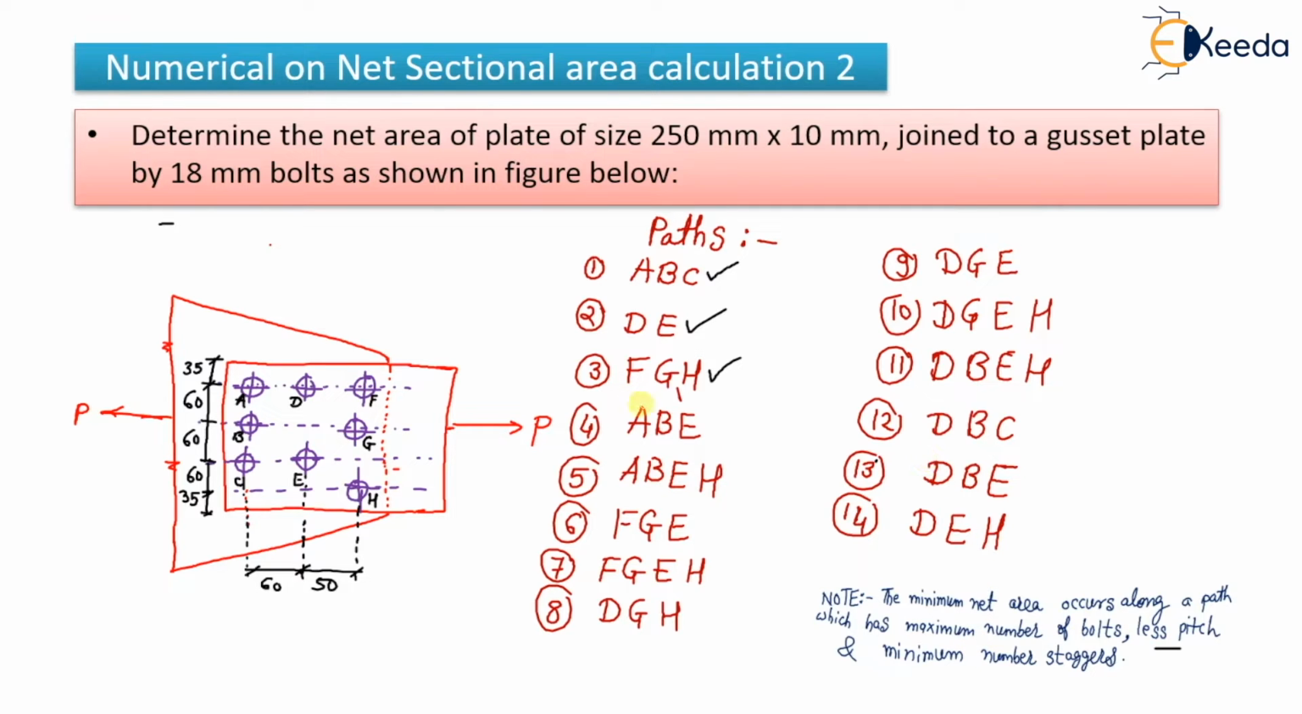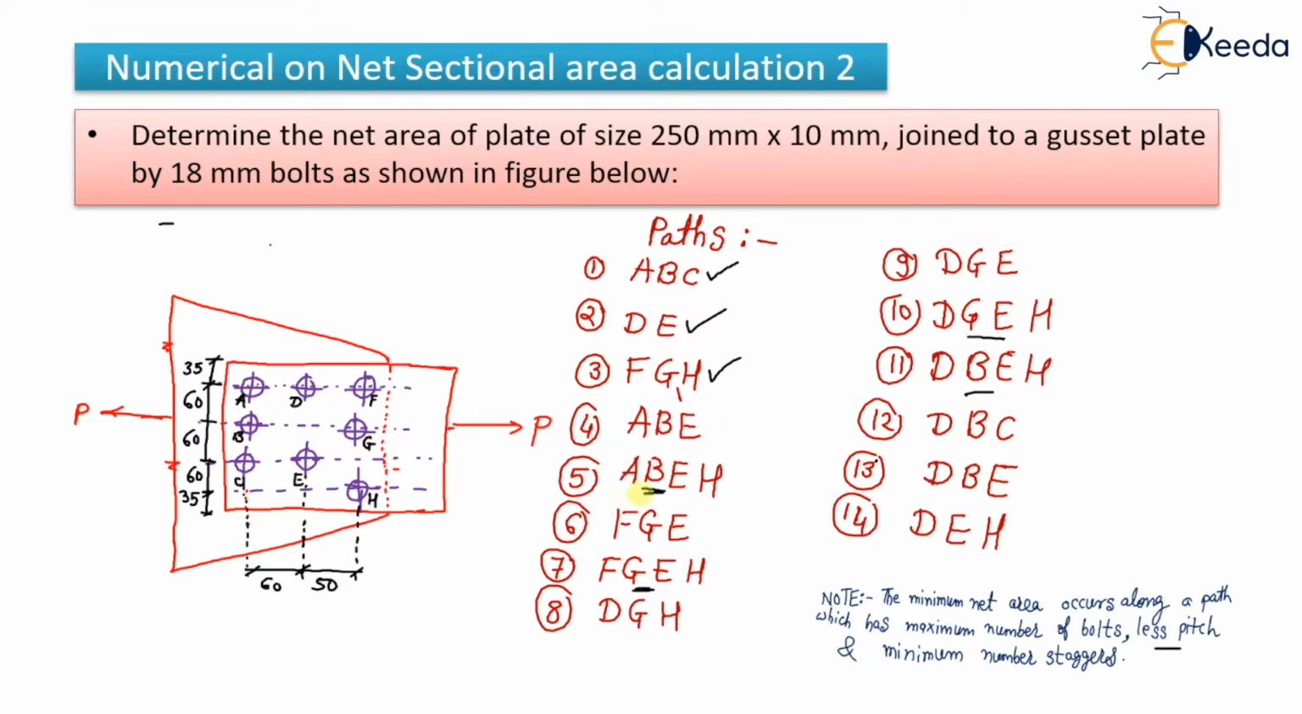Now how many paths have the maximum number of bolts? See, this one has 4, this one 4, 4 and 4, and all the rest of them will have 3 bolts. So you will directly ignore them. Only those paths which have the maximum number of bolts as well as less pitch will be decided. So I have decided these three paths are compulsory. The second condition, less pitch.